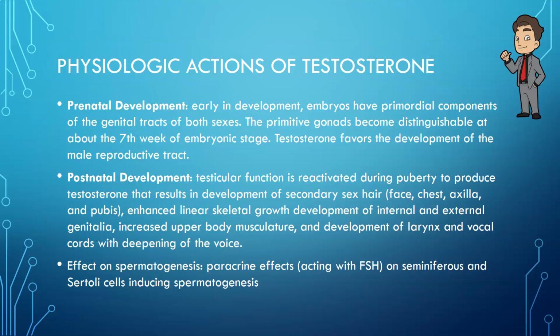The effect of testosterone on spermatogenesis is a paracrine effect. So paracrine are secretions that just affect neighboring cells. And so if you go back and look in your anatomy book, the Leydig cells that produce testosterone are really around the seminiferous tubules. And so the testosterone plus the follicle stimulating hormone together will act on the seminiferous and Sertoli cells, and they will induce spermatogenesis, so they will drive the production of sperm.